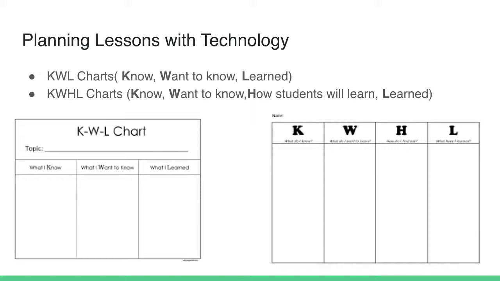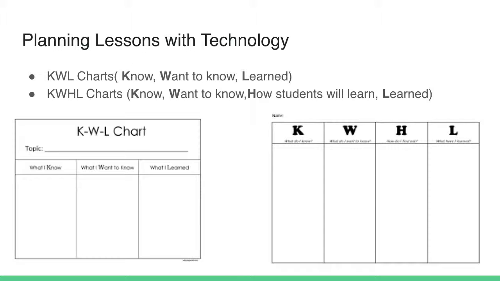Planning lessons with technology. The KWL chart is an instructional planning chart to assist a teacher in identifying student understanding of curriculum standards and related objectives. K stands for what do the students already know? W, what do you want them to know? And L, what did they learn?